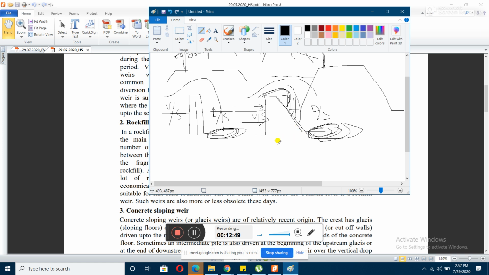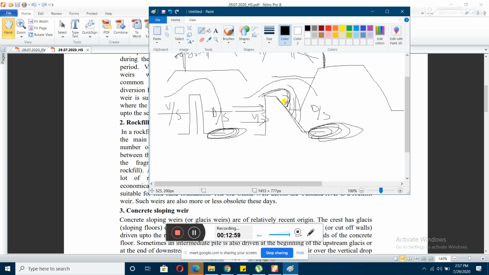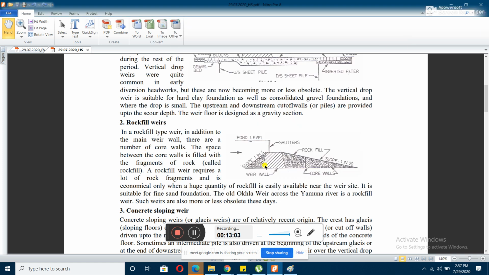So the next point that comes is the concrete weir. What is being done? These rocks somewhere on your side, means, remember this one is important for your exam.